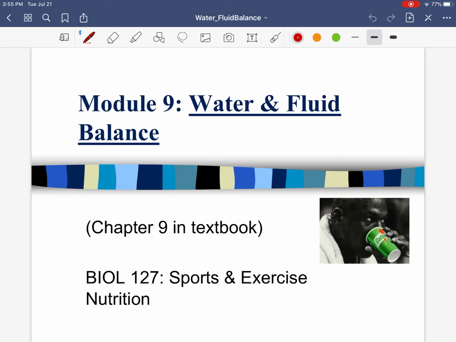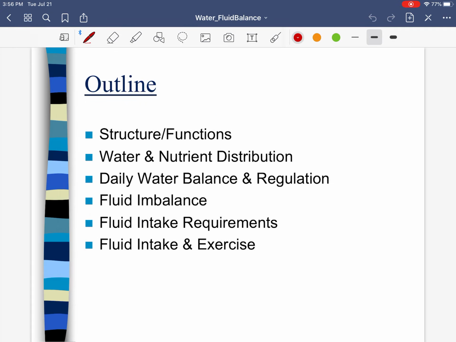This module is going to cover water and fluid balance, and it's also going to cover thermoregulation. Okay, so we have a lot to cover, which means that I'm going to move a little bit more quickly through the material, but as always, I'm going to be underlining or putting a star or writing down what's most important. So just focus on what's most important. Here's our outline for the water and fluid balance chapter.